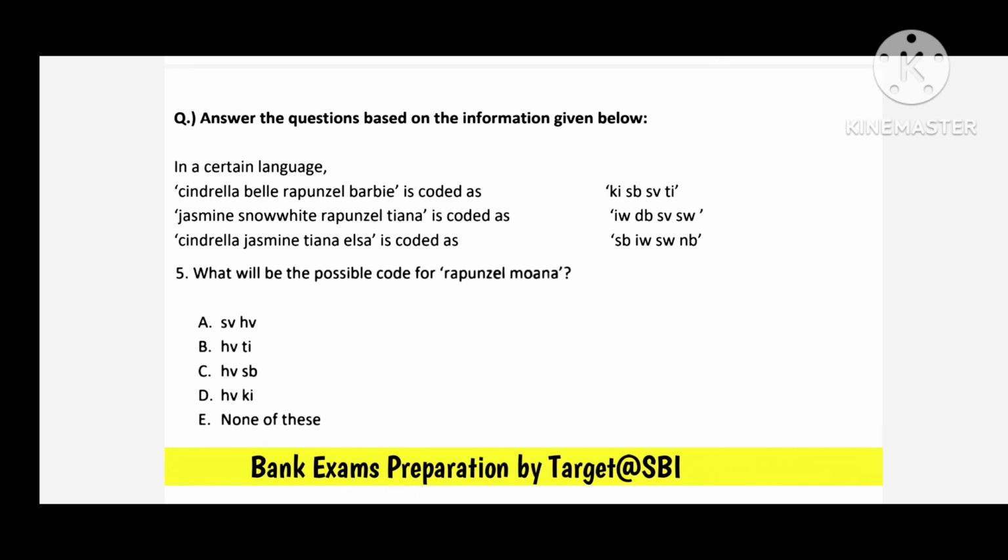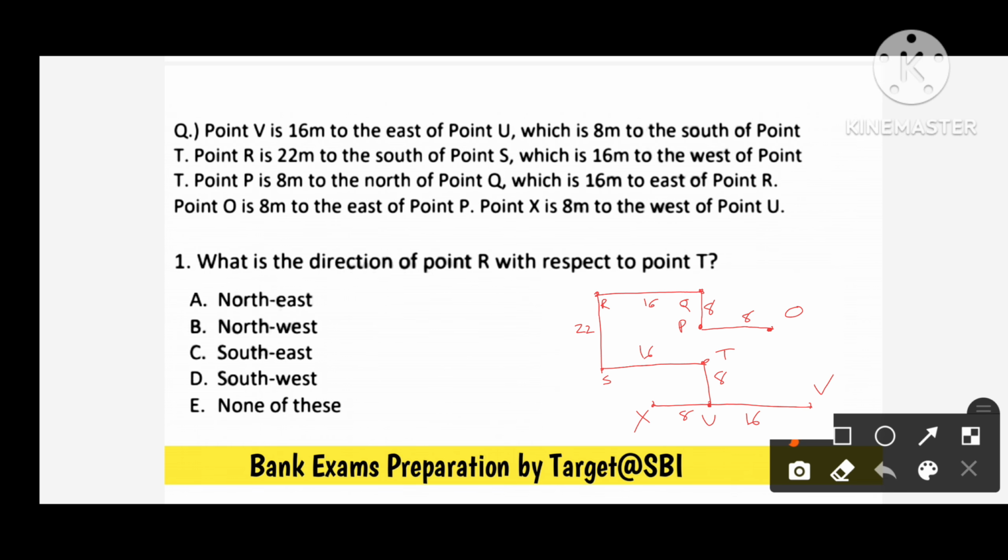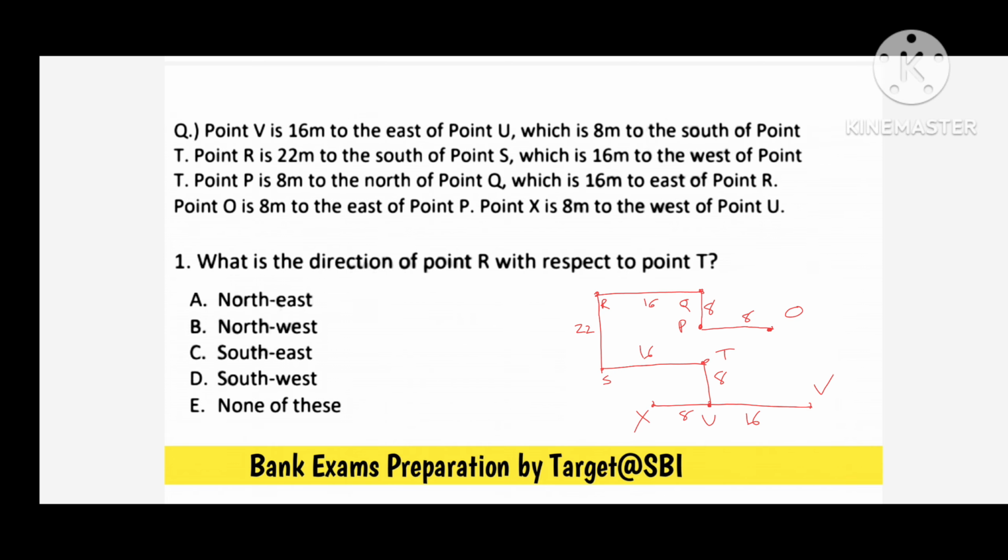Next, we are going to see direction puzzles. Now this is what we got as our directions. Let's see what is the question that is asked. What is the direction of R with respect to T? R is in the northwest, so option B is the answer for this one.